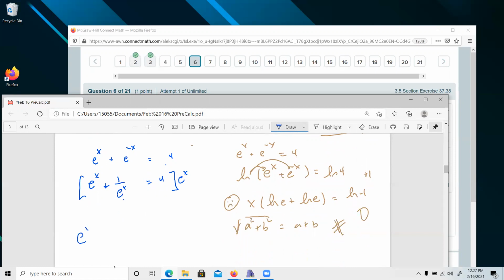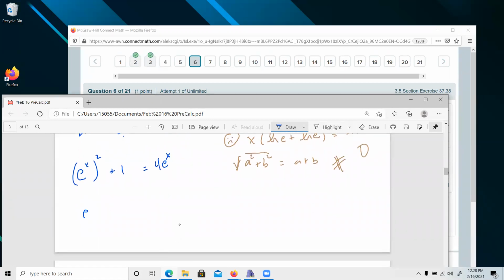So here we'll have e to the x squared, or e to the 2x, plus 1 is equal to 4 e to the x. Then we're going to swing this 4 e to the x to the other side. And we'll have e to the x squared minus 4 e to the x plus 1 equals 0. If I said let a equal e to the x, we'd have a squared minus 4a plus 1 is equal to 0.